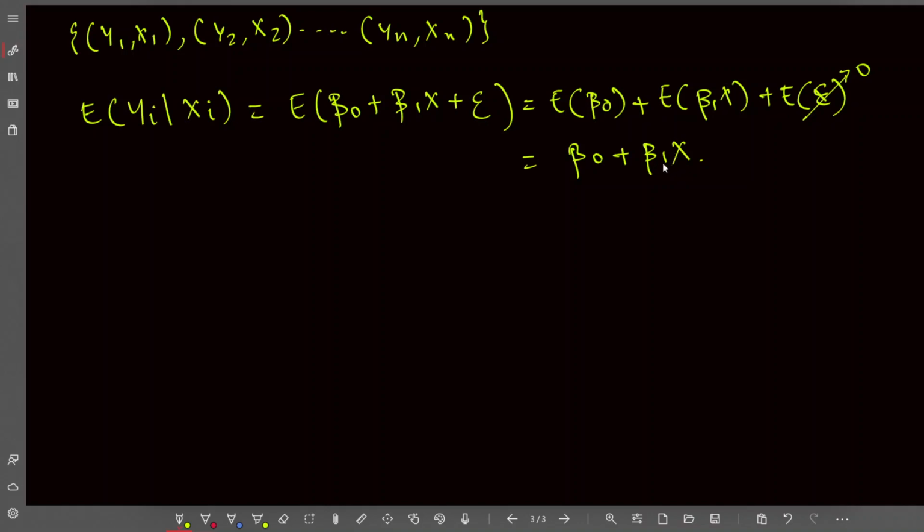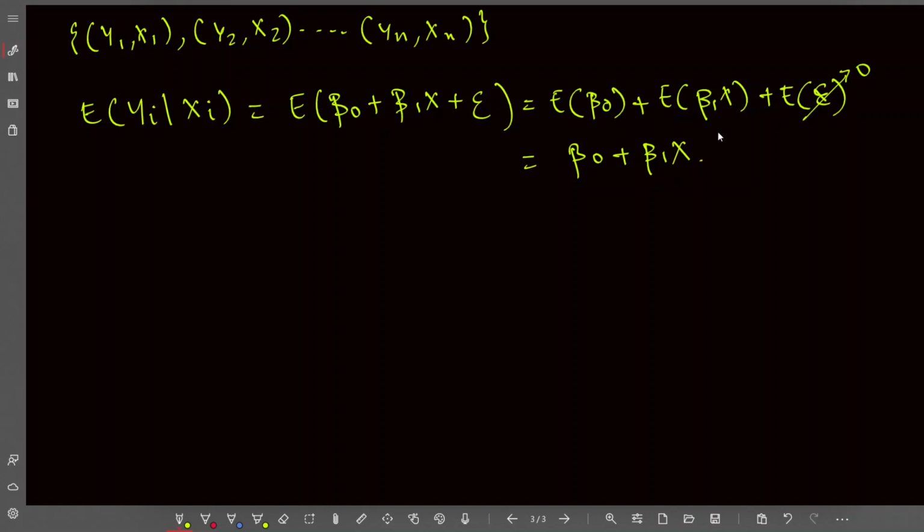Now, why am I allowed to do this? Because beta naught and beta 1 are just parameters. They have just one single value. So there's no point saying expectation of one single value. The expectation of a single value is just the value itself. And why am I allowed to do it for x? Because x is deterministic. It's not stochastic.